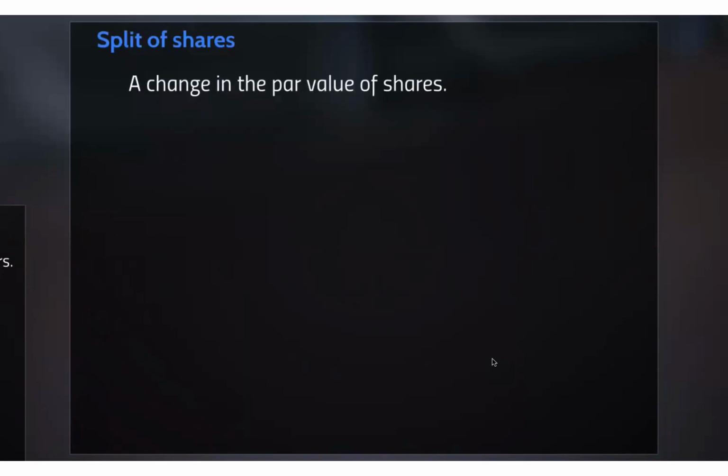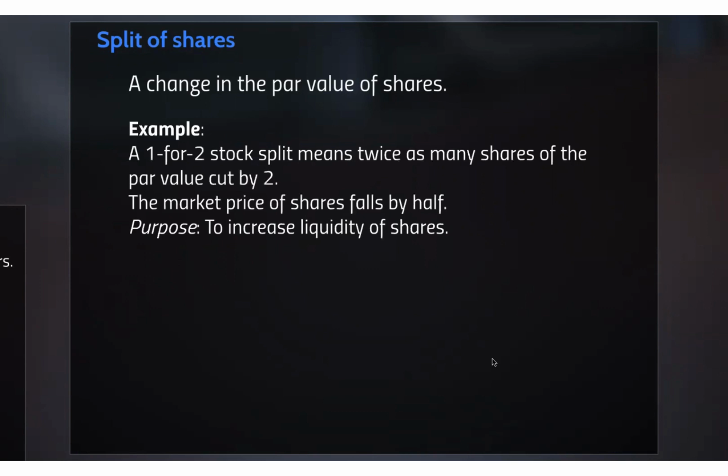Split of shares, the final step for today, and we'll finish. Split of shares is just the change in the par value of shares, with no effect on financial statements. So we just divide each and every share into several parts. There is no effect on assets, liabilities, or equity of the company. If a company performs a 1-for-2 stock split, it means twice as many shares with the par value cut by 2. The market price of shares falls by half. And the purpose of a share split is increased liquidity of shares.